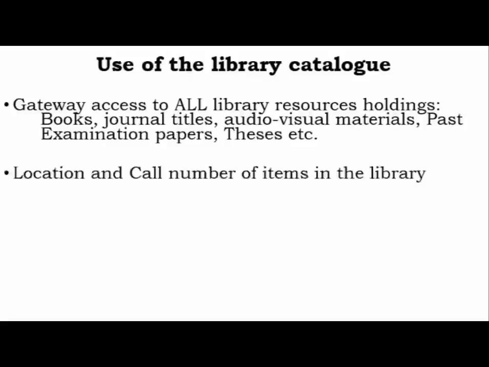So we start with the use of the Library Catalogue. The Library Catalogue is the gateway access to all the library resource holdings, such as books, journal titles, audio-visual materials, past exam papers, thesis publications. You can find all of those through the Library Catalogue. The Library Catalogue also provides details on the location and call number of the items found in the library. This is to help you save time in locating your resources on the shelves.